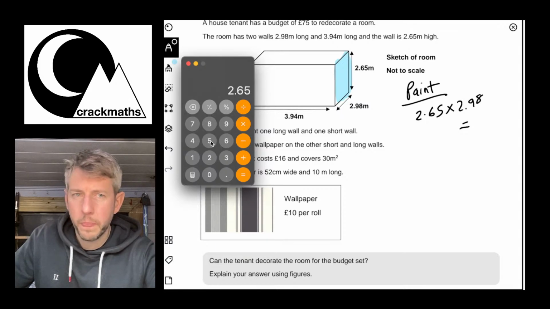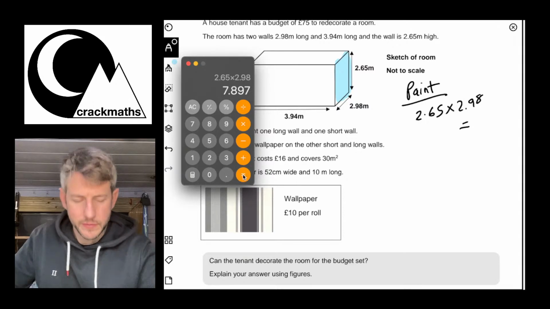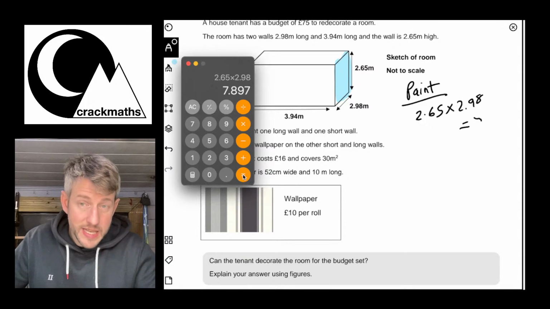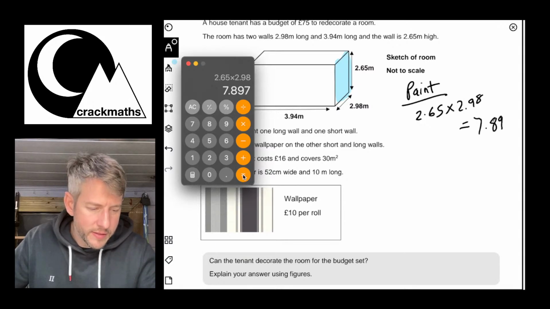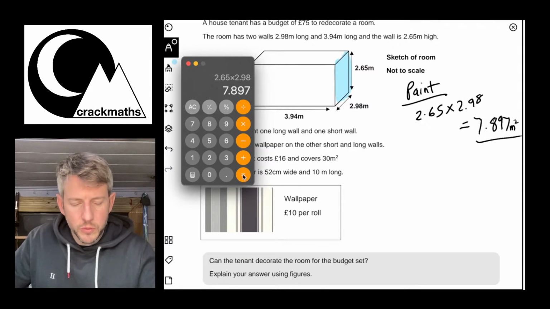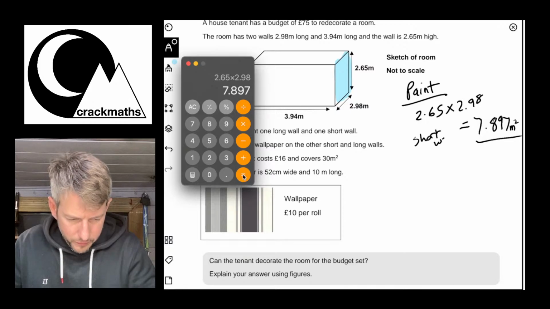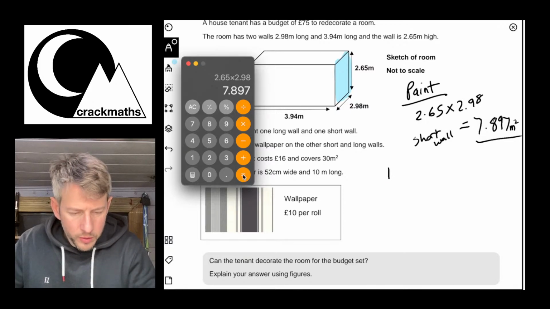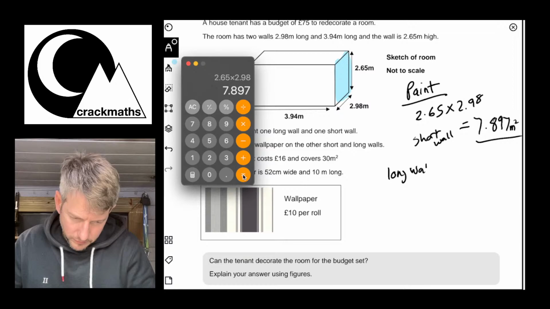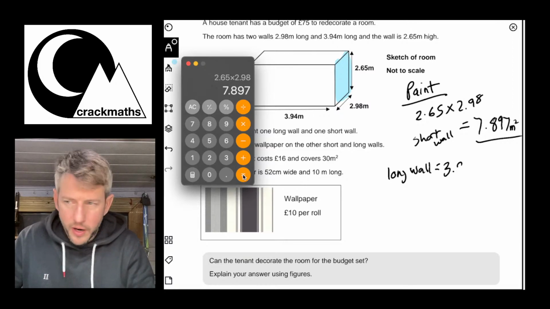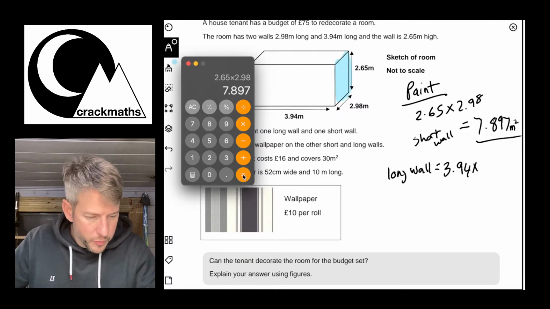2.65 times 2.98. So that equals 7.897 meters squared. So that's for the short wall. Let's do the long wall. Long wall equals 3.94 times 2.98.